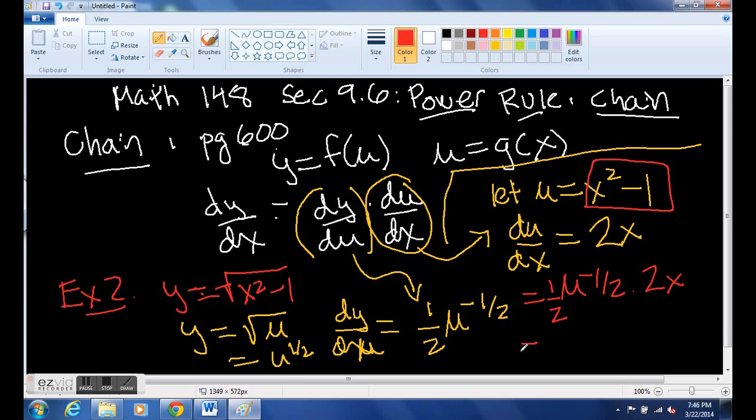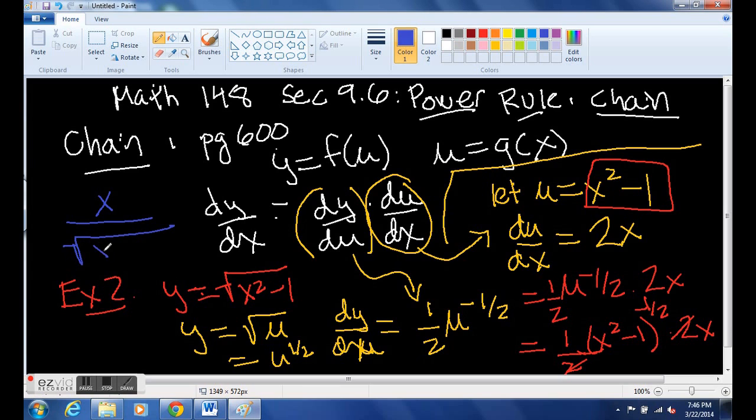So that equals 1/2 x squared minus 1 raised to the negative 1/2 times 2x. The 2's cancel. I'm running out of space. Okay, last part of it here, I'll make it blue over here, and the whole thing becomes x divided by the square root of x squared minus 1, because that is x squared minus 1 to the negative 1/2, so it looks like this. Anyway, so this chain rule, if you want to do a substitution like this, that works.